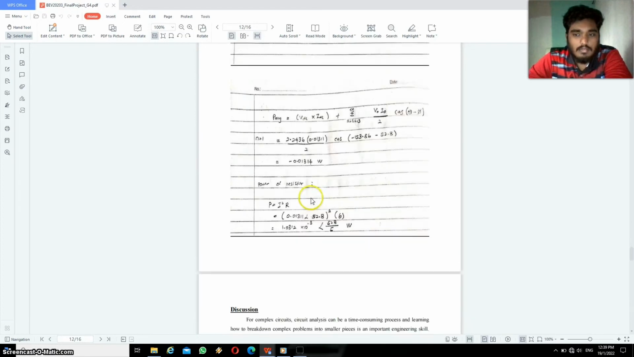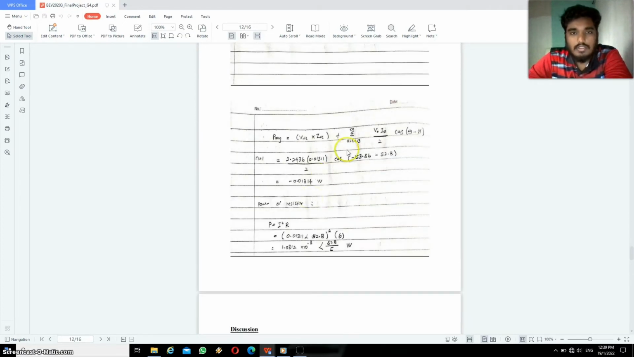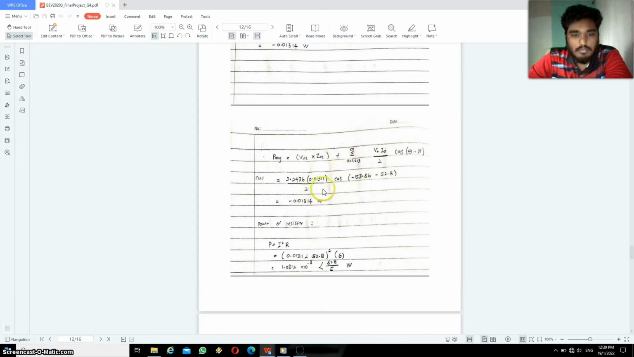And then finally, we need to find the power of one of the components, resistor, inductor, or capacitor. So in this case, we want to find the power of the resistor. So we use the formula P equals I²R, and then we calculate, we will get 1.0312 times 10 to the power of negative 3 angle 52.8 divided by 5 watt.